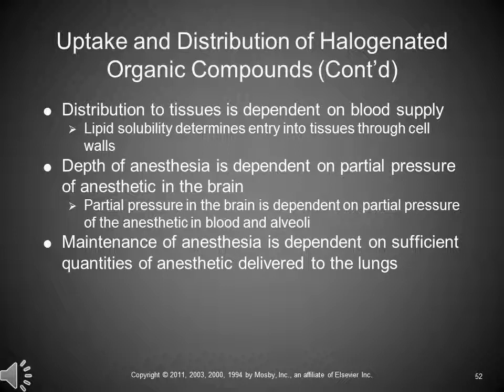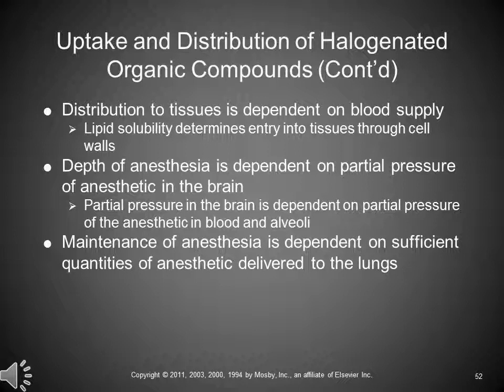Partial pressure in the brain is dependent on the partial pressure of the anesthetic in the blood and the alveoli, which is just another way of saying if you give them more gas, more is going to go to the brain. The more gas there is in the brain, the more anesthetized they're going to be. And the maintenance of anesthesia of the inhalants is dependent on sufficient quantities of anesthetic delivered to the lungs.